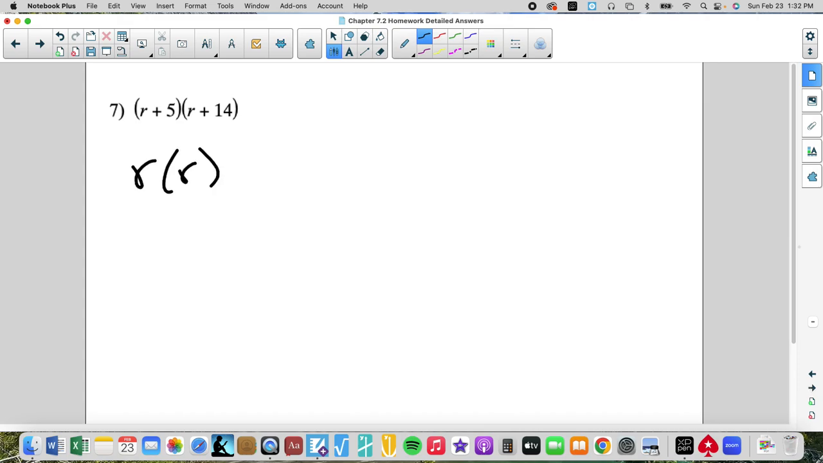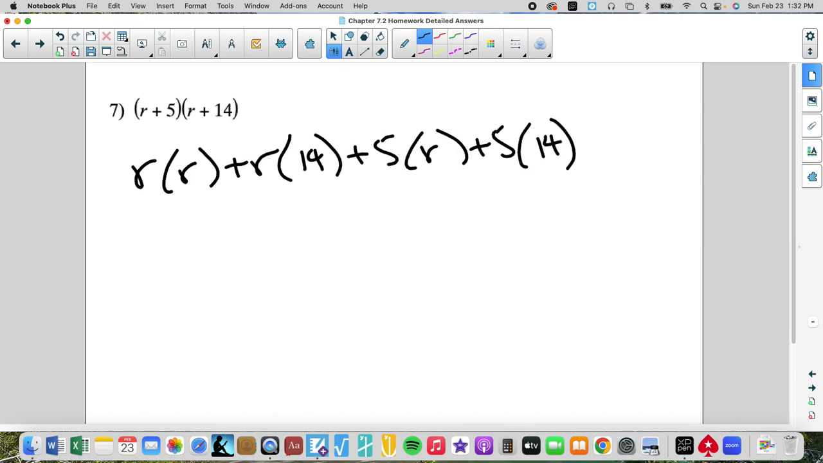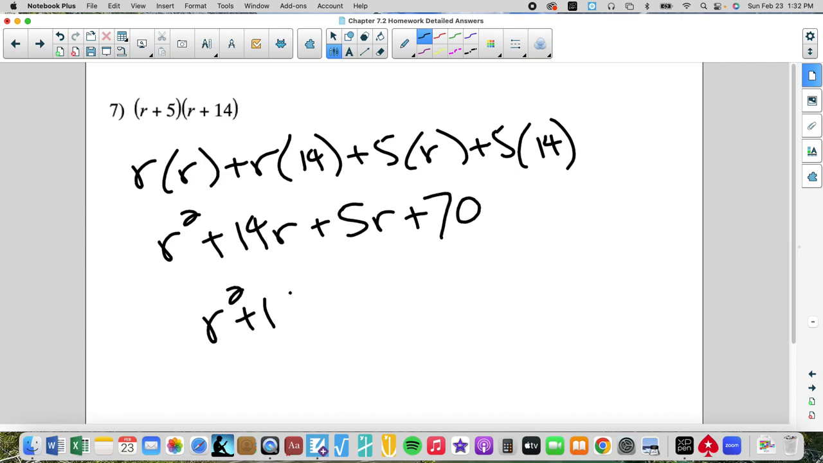R times r plus r times 14 plus 5 times r plus 5 times 14. R times r is r squared. R times 14 is 14r. 5 times r is 5r. And 5 times 14, 5 times 12 is 60, plus 10 more is 70. Like terms, r squared plus 19r plus 70.